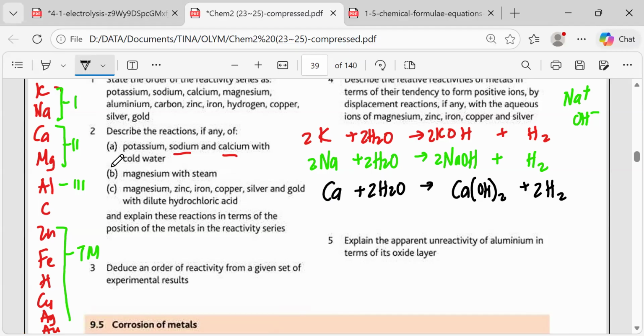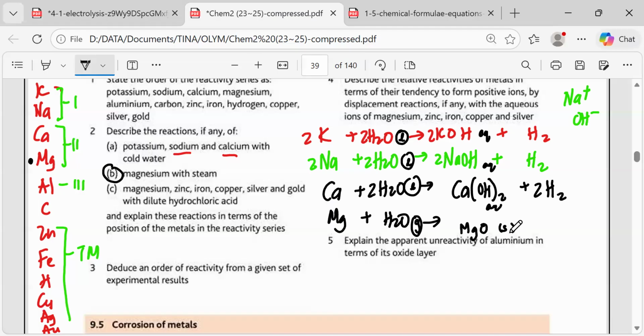Magnesium is very, very slow because magnesium is lower. So magnesium doesn't react with water. Magnesium reacts with steam. What's the difference between steam and water? Steam is really, really hot, so it doesn't dissolve. So magnesium just reacts with the steam. The difference is that this one is liquid, but this one is gas. So these are aqueous, but this one is solid. Can you understand?